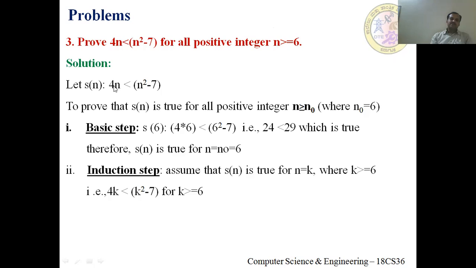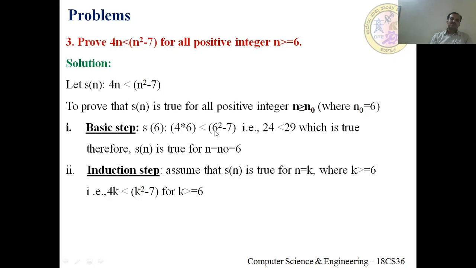Once again, consider the basic step. Consider that S of n is an open statement. This is an inequality problem where S of n is 4n less than n square minus 7. Here, our objective is to prove that S of n is true for all positive integers n greater than or equal to n naught, where n naught is equal to 6 here. Your basic step always starts from n is equal to 6 here.